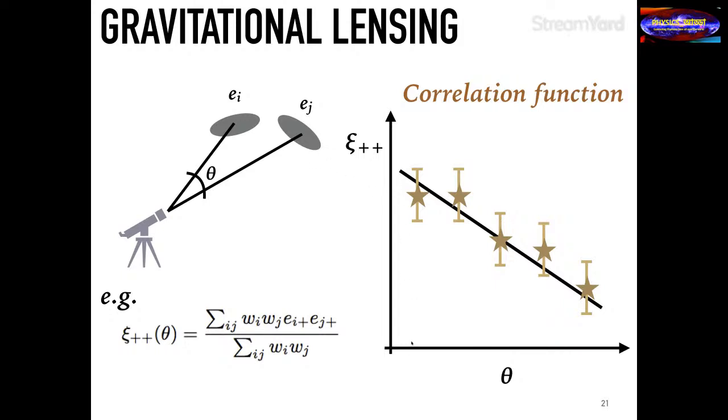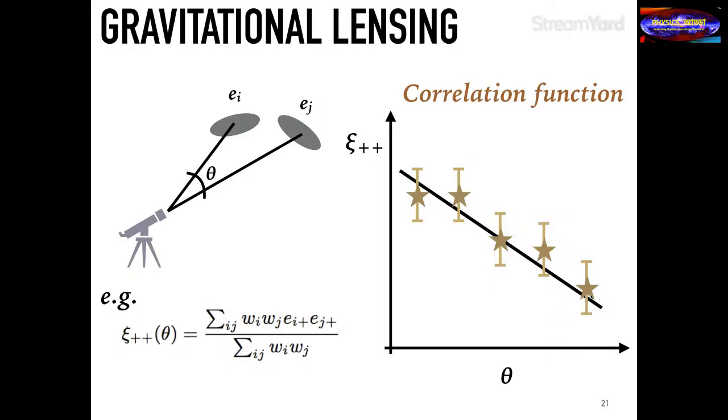If the galaxies are very close in the sky, separated by a very small angle, then the two shapes will be related. If I go to galaxies that are separated by larger distances in the sky, the relation between their shapes will be less, because they're very far apart, so it's unlikely that they're going to be lensed by the same objects. Okay, so this is what we measure.